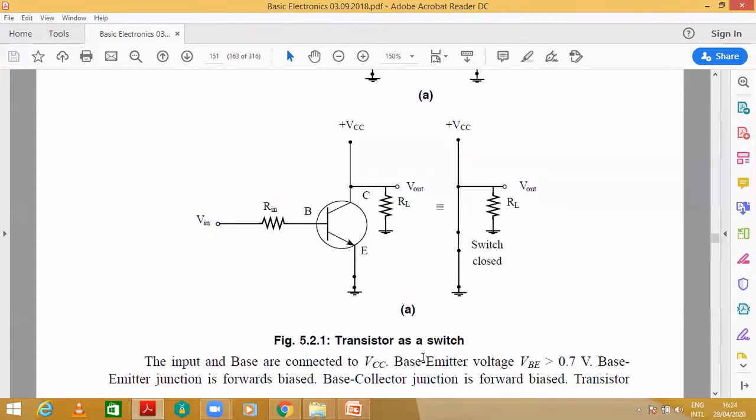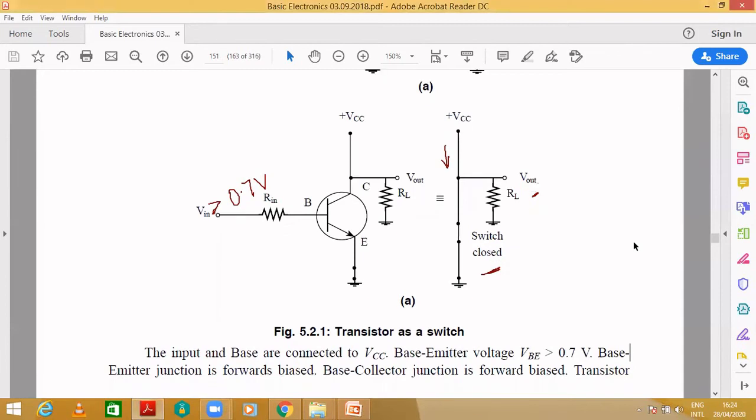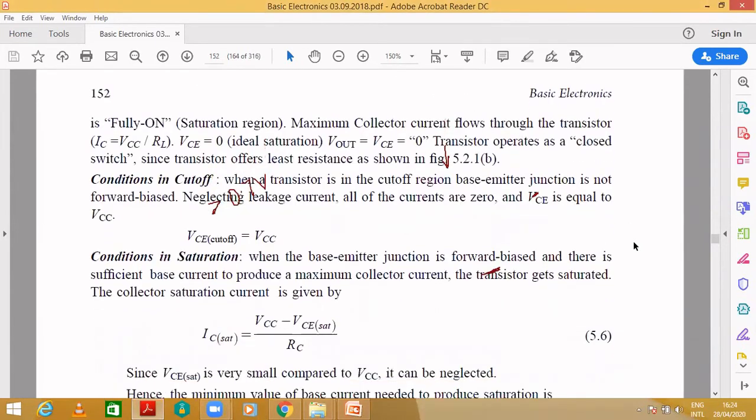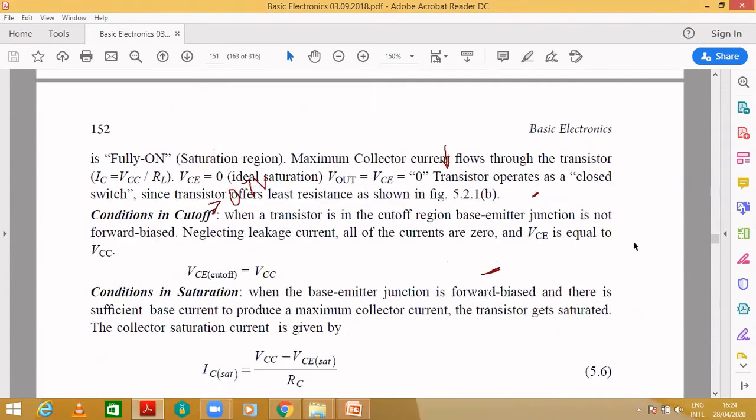When you are giving some input V in, and this input should be greater than your cut-in voltage, 0.7 volt. So when the V in is greater than 0.7 volts, then your transistor will be acting as a closed switch. When this is acting as a closed switch, whatever you are giving will be going to ground and the V out will be 0. So now the transistor will be acting as an on switch. Okay, so the transistor is fully on.